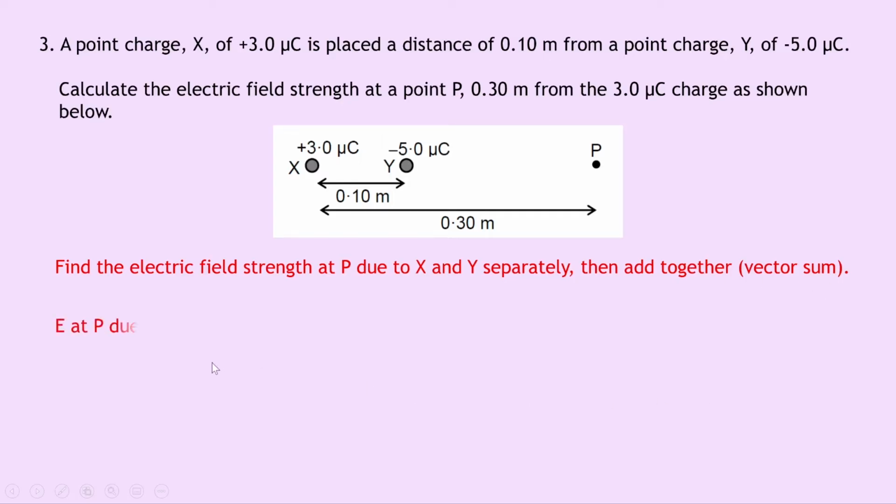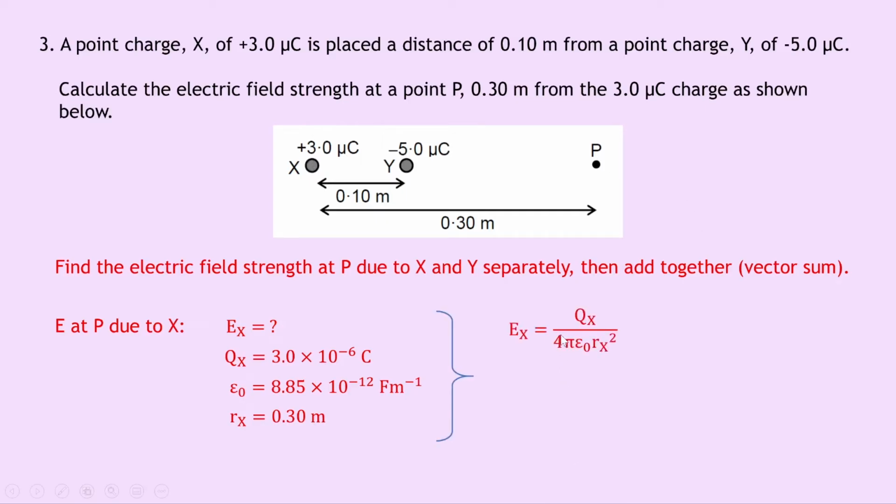Firstly, let's find the electric field strength E at P due to X. So writing down what we know from the question, we're trying to find EX. We know that QX is 3.0 times 10 to the minus 6 coulombs. We know that epsilon naught is 8.85 times 10 to the minus 12 farads per meter. We know that RX is 0.3 meters. That's the distance there from X to P. And writing down our equation, we have EX equals QX over 4 pi epsilon naught RX squared, where we're just using X's to keep us right here.